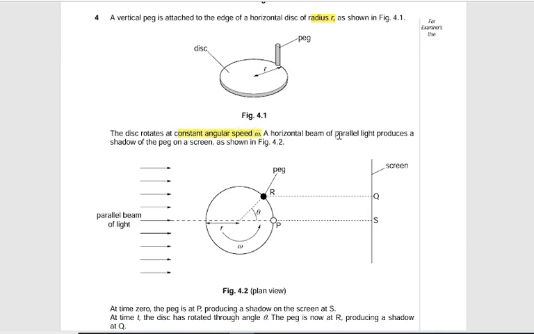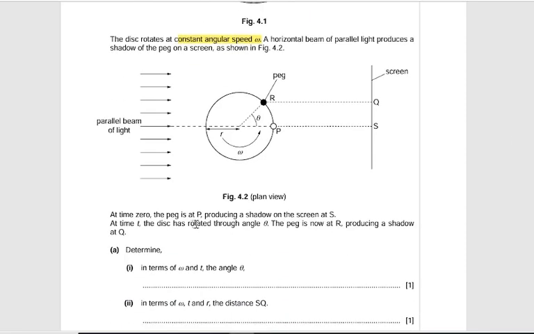A horizontal beam of parallel light produces a shadow of the peg on screen. At time 0, the peg is at P, producing a shadow on the screen at S. So this is the shadow right here. At time t, the disc has rotated through an angle theta. The peg is now at R, producing a shadow at Q. So this is essentially its initial position, final position, initial shadow, final shadow.